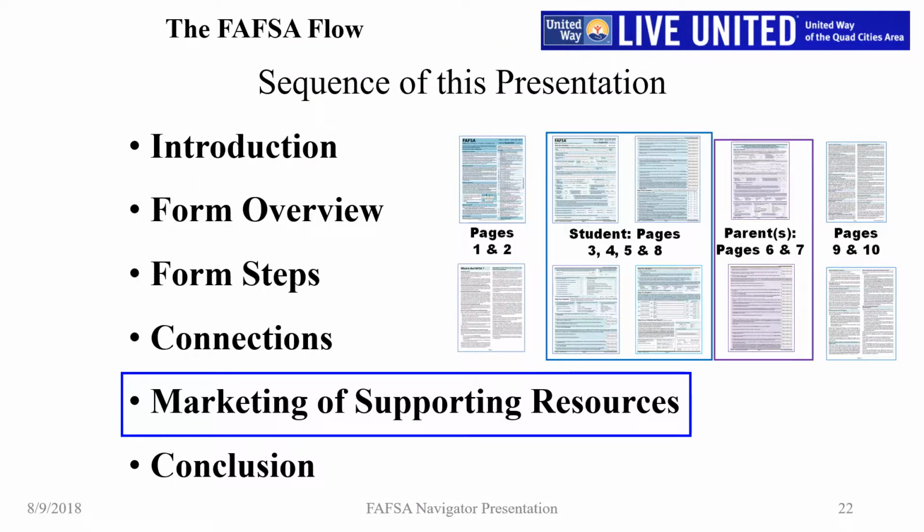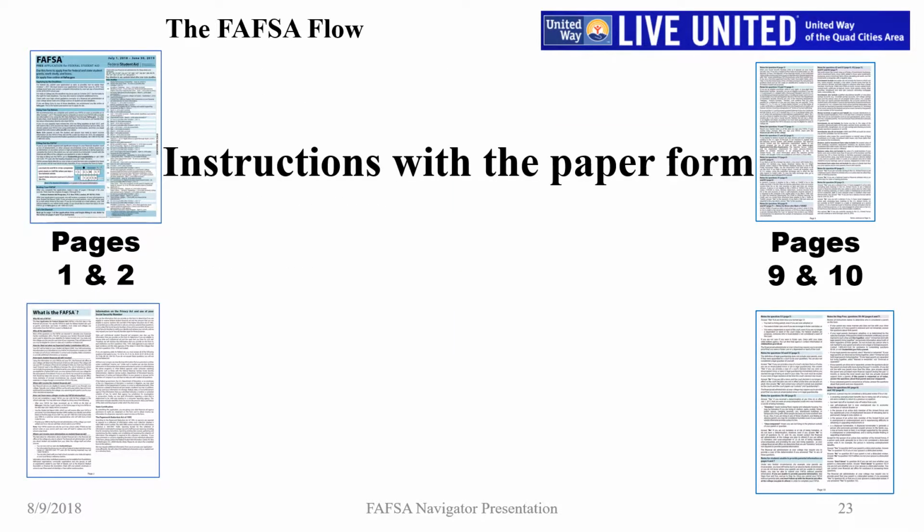Thank you for hanging in there. You've come a long way in understanding the FAFSA form and its steps and questions and how they are connected. There is lots of help available. Let's see what help is available from the U.S. Department of Education at its websites, and then from your schools and the United Way of the Quad Cities area FAFSA Navigator program. First, you have the instructions that come with the paper form, pages 1, 2, 9, and 10.